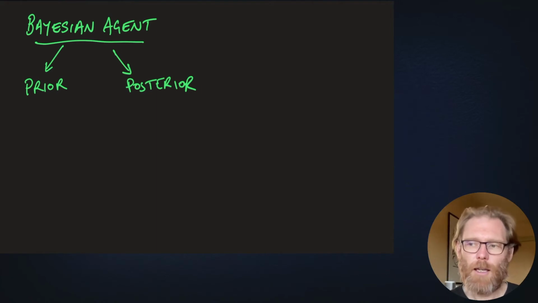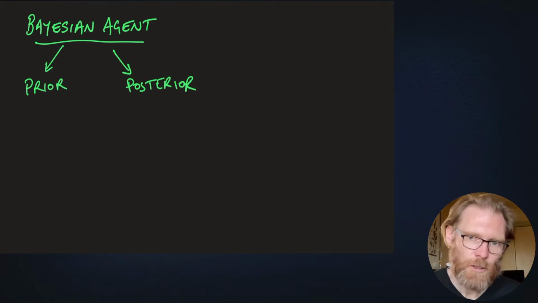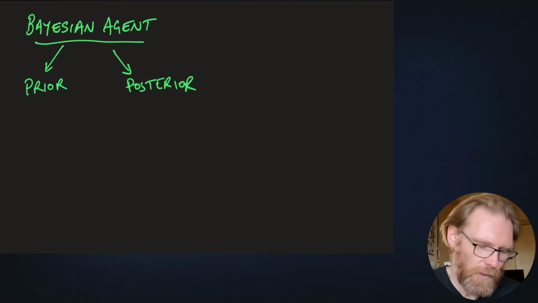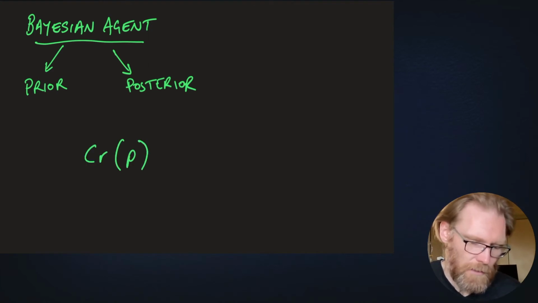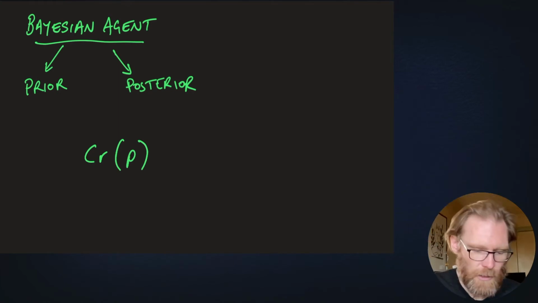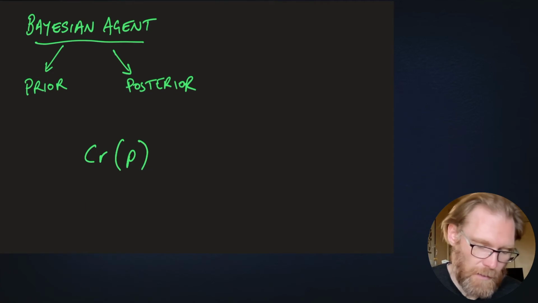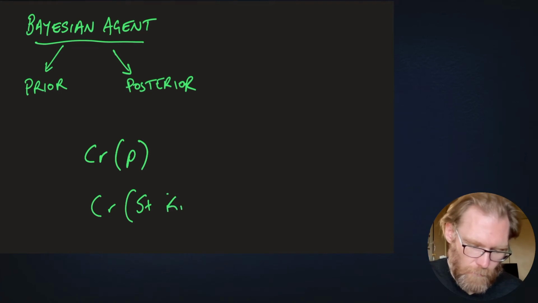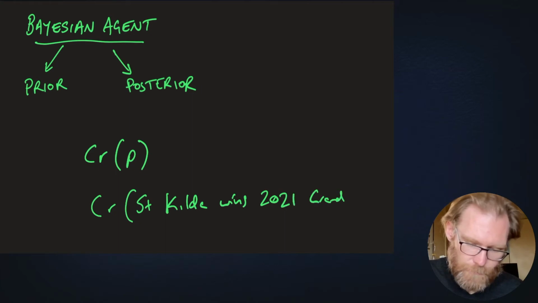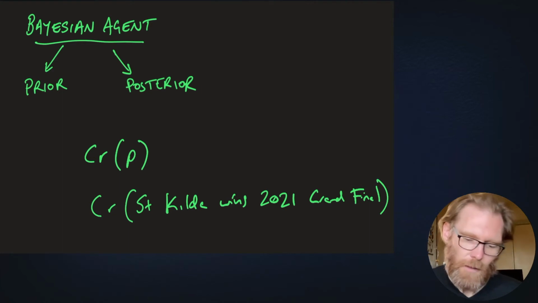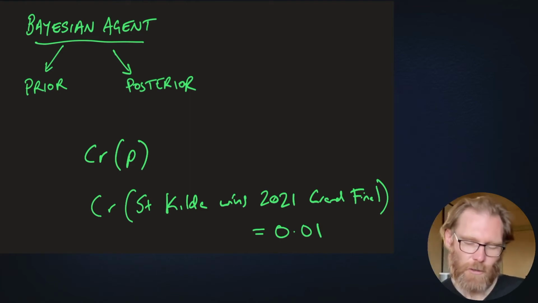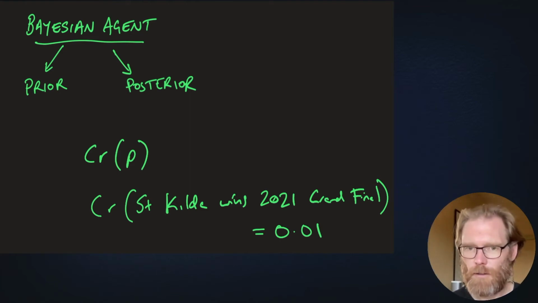disclaimer at the beginning, a Bayesian agent basically always starts out with some initial credence. Right? They start out with, for every proposition they might have an opinion about, a credence. You might see this written down as C_R(P), which means the credence of that agent in the proposition P. So the proposition P could be, it will rain tomorrow, or that St Kilda will win the grand final, or whatever. So let's say St Kilda wins the 2021 grand final. And the Bayesian agent will have some credence. Right? In this case, this is an agent that is very confident that St Kilda will not win the grand final.